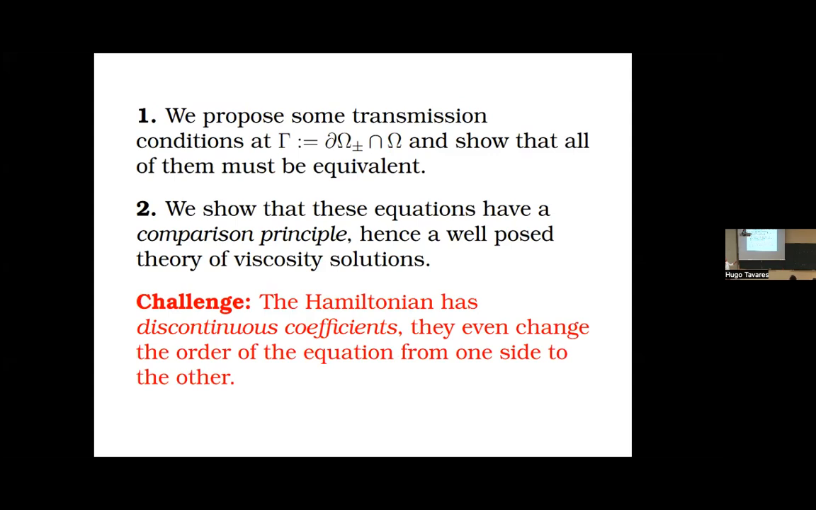The first thing is that we propose some transmission conditions at the interface and show that all of them are equivalent, okay? Then we show that there is a comparison principle, and this is going to be important to establish the well-posedness of the problem, no? So there are solutions, and these solutions are unique. And now that we see comparison principle, for those of you that are a little bit familiar with the viscosity solution, you see that this is going to be a hard problem because the Hamiltonian that we're dealing with here is not only discontinuous, no, it's not only that it has discontinuous coefficient from the left to the right, but it's also that it changes completely the nature of the equation.